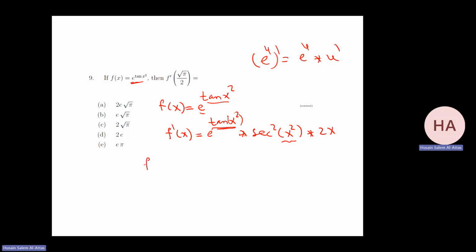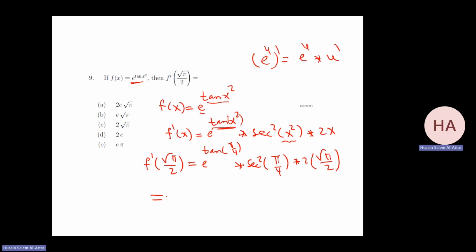Now plug the numbers. I have f prime at square root of pi over 2. That will be e to the tan of the square of this, which is pi over 2 squared, pi over 4, because the root pi over 2 is squared. Times secant squared of pi over 4. No, square it. So I have pi over 4, because root of pi squared is pi, 2 squared is 4. Times 2 times root pi over 2.